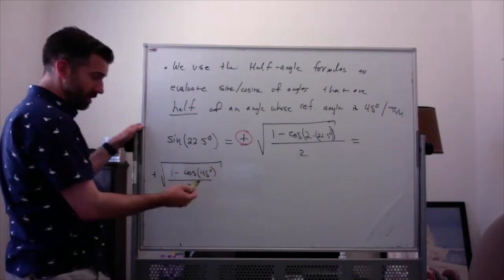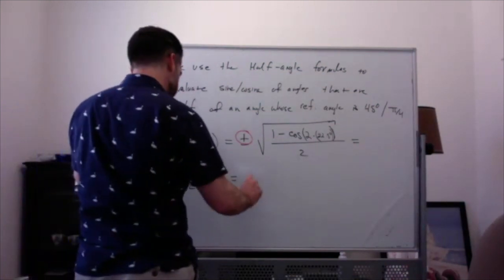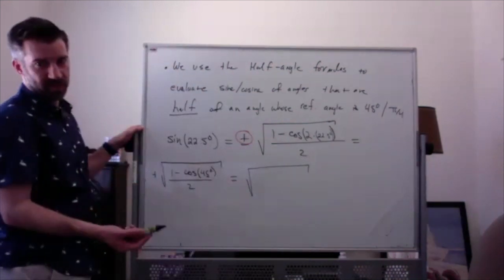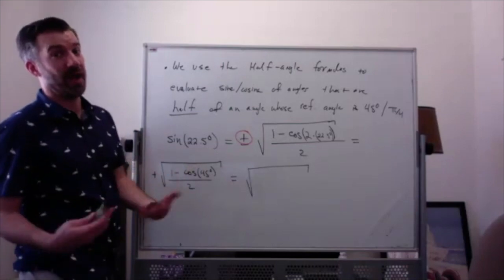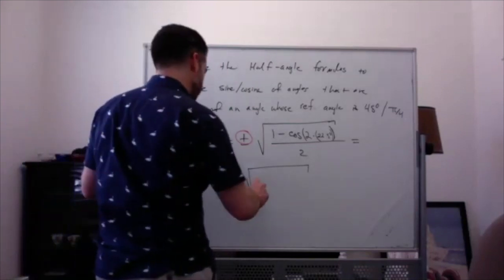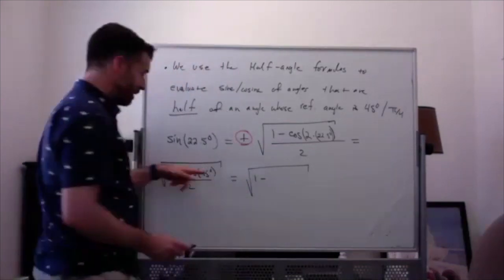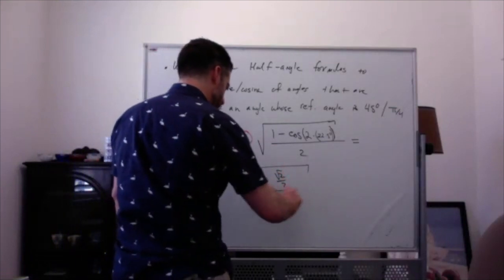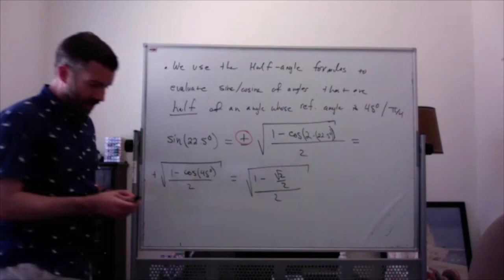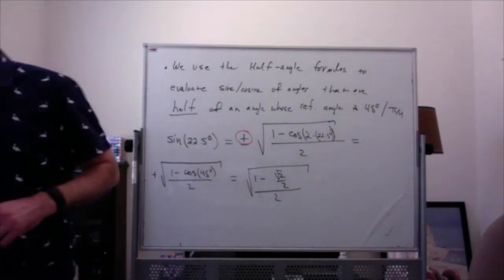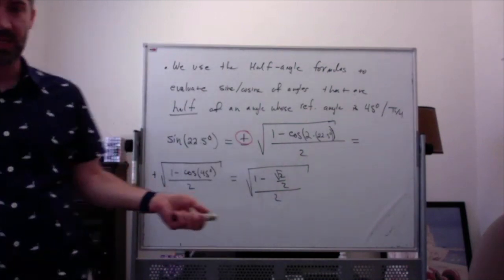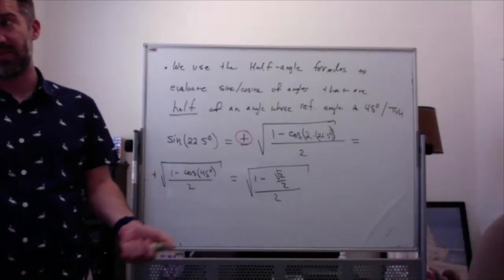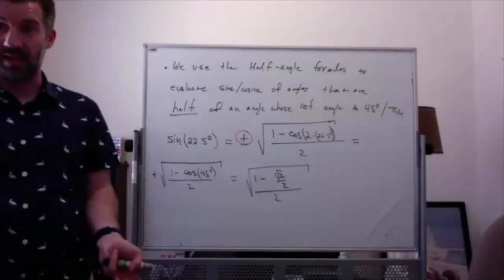That's all inside the radical. And then I'm not going to write the positive every time. You don't have to write the positive. If there's a negative, you have to write the negative every time. So I'm going to write 1 minus cosine of 45 degrees, which is root 2 over 2, all over 2. And the thing about this is it's actually not hard to calculate, but it is a little bit of work. It's like 2 or 3 steps to actually simplify this to the right level.